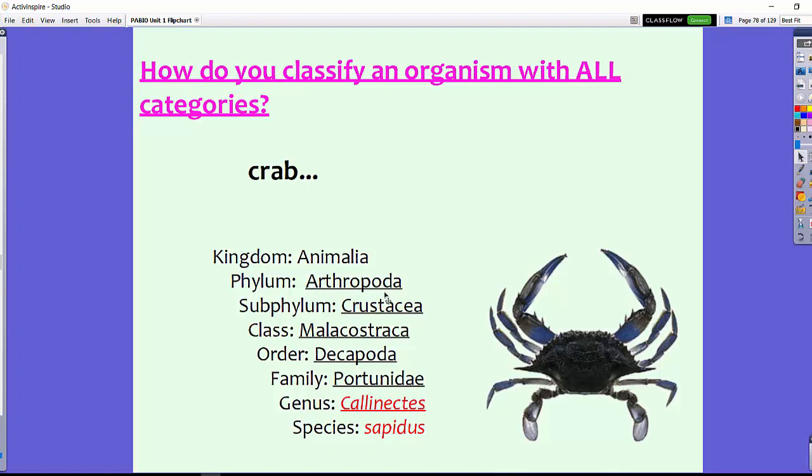Now sometimes you might see subphylums as well. However, not everything has a subphylum or a subclass or something like that. But here we have a subphylum called Crustacea. You've probably heard of crustaceans before. And then we're getting even smaller. So we have the class Malacostraca, the order Decapoda, family Portunidae, genus Callinectes, and the species is sapidus. So we go from a lot of organisms in this kingdom of Animalia down to very few. So it goes from largest to smallest.